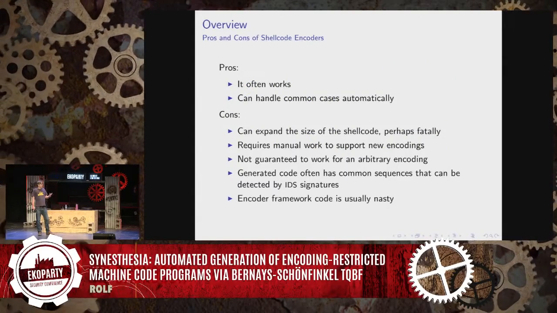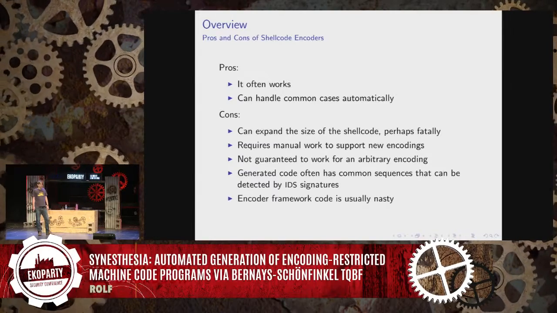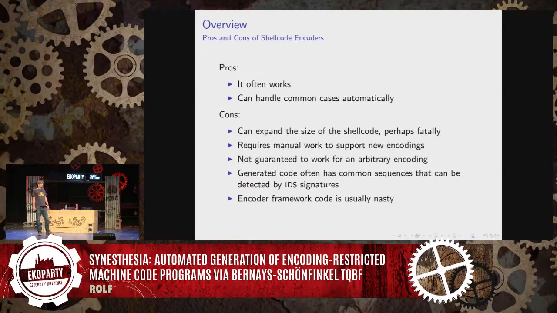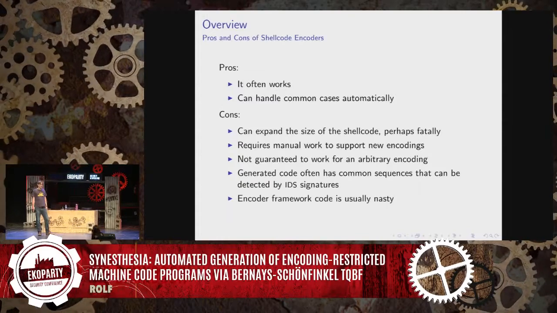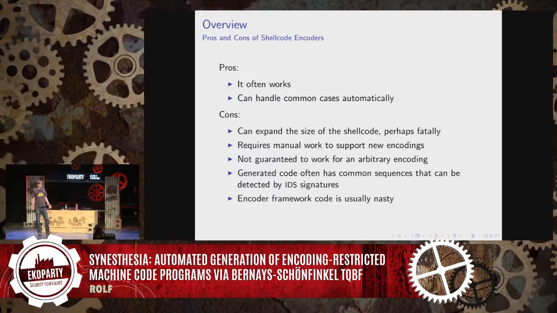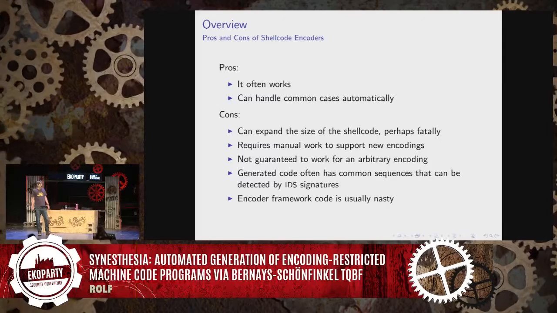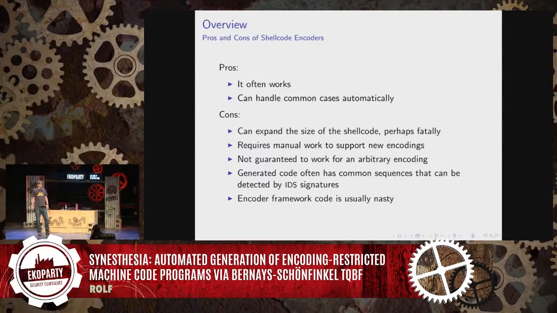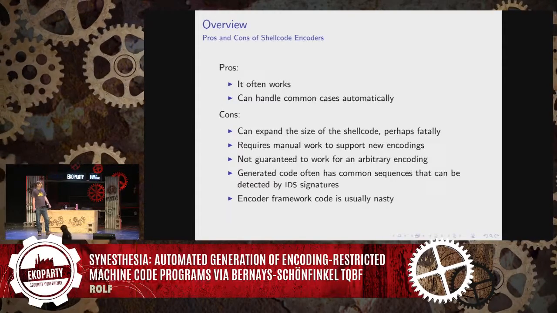So as for this existing solution, shellcode encoders, the plus side of these methods is that we've studied them quite a bit. We can handle a lot of the common cases automatically, things like no null bytes, no entirely alphanumeric, and so on. And they often work, and they often work quickly. But as for negative aspects of this solution, encoding the shellcode can cause it to expand, and you're going to need extra room for the decoder.